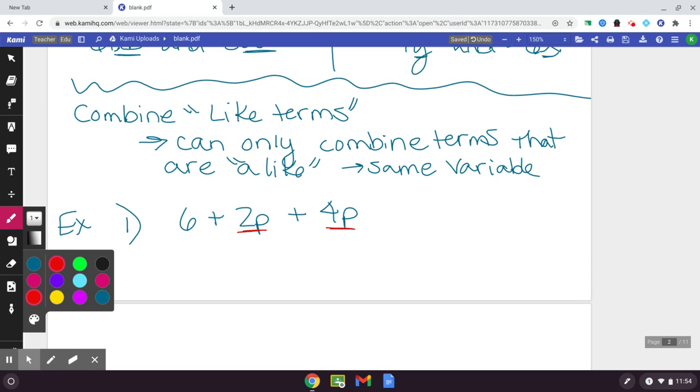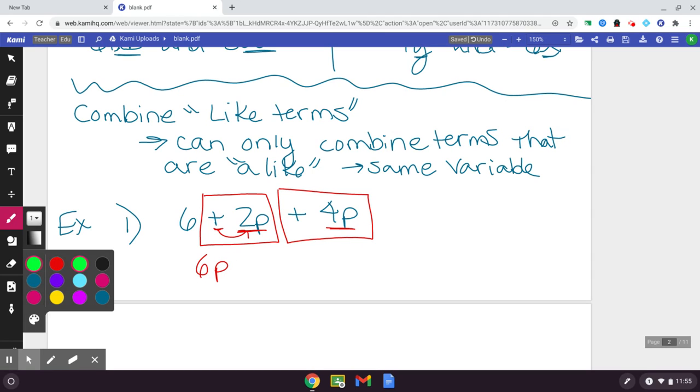Now, one really, really important thing when you are adding your terms together is whatever the operation sign is in front of the number is going to stay with the number that follows it. Okay, this is going to say whether it's a positive or a negative term. So when I combine, I'm going to think positive 2p plus positive 4p. So I'm going to think 2 plus 4, I now have a total of 6 p's.